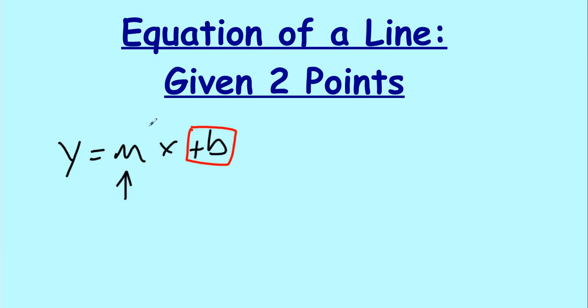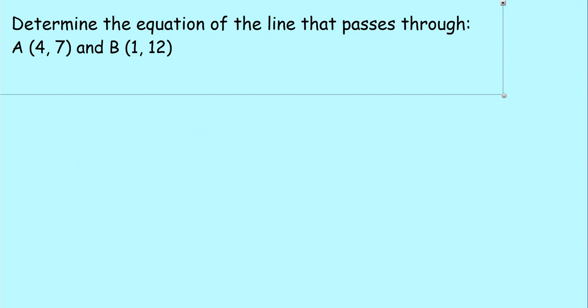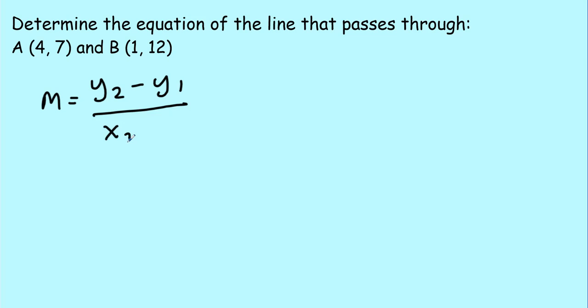I did this example in the previous video. We're going to use the same numbers just so that you can see the relationship between these concepts. So determine the equation of a line that passes through A (4, 7) and B (1, 12). So let's pretend we don't know what m is. I know we did it in the last video, but we don't know what it is if we're just given this first. So I'm going to use the equation m equals y2 minus y1 over x2 minus x1.